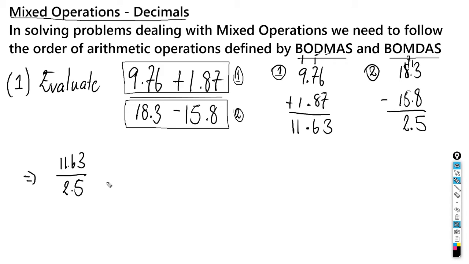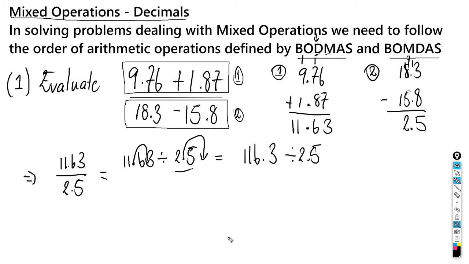So we're in a much better position now to solve the question. Now we can use the D, which is divide. So we're going to end up with 11.63 divided by 2.5. But remember, when we're dividing, let's write it this way. We want the right number to be a whole number. We don't want it to be a decimal. So we're going to move this decimal place one time to the right. Same thing here. We're going to move this decimal place one time to the right. And we're going to end up with 116.3 divided by 25. Cool.